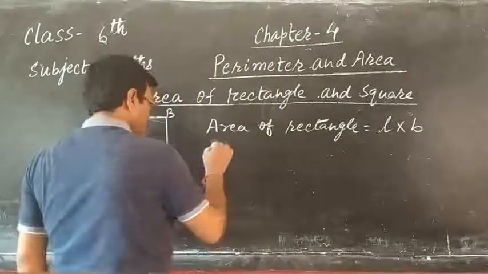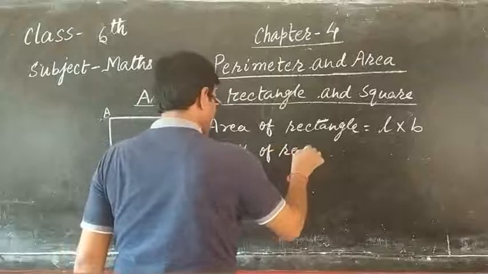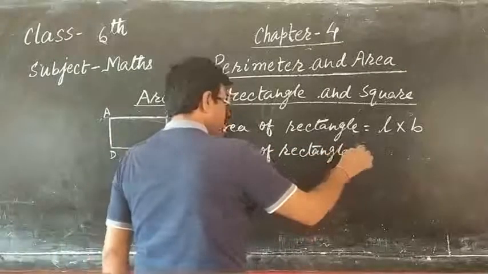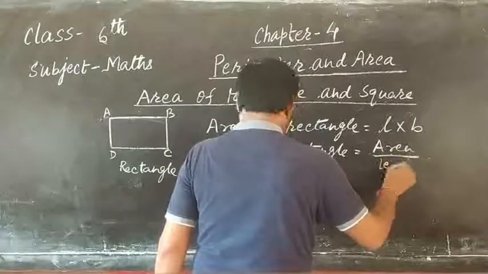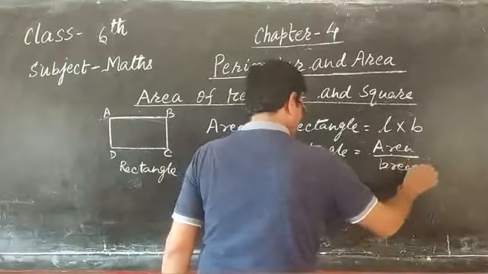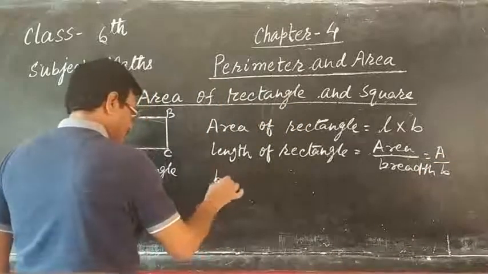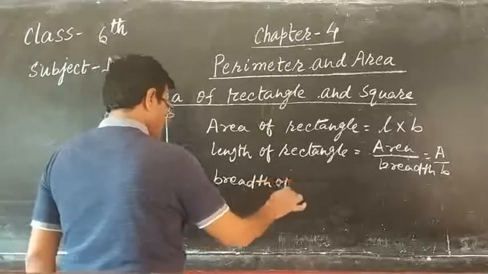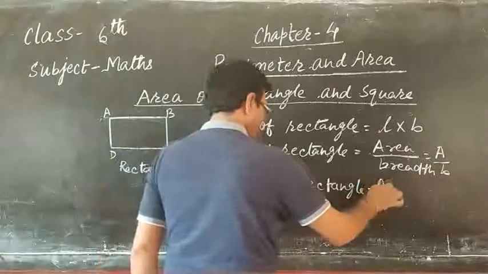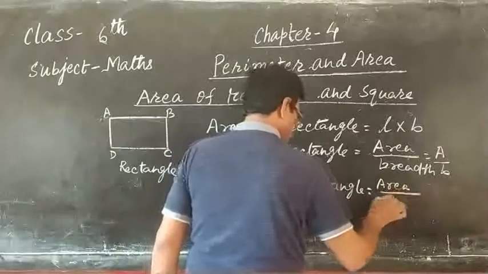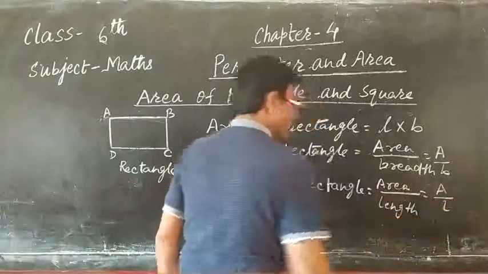Then length of rectangle is equal to area over breadth, or A by B. Again, breadth of rectangle can be got as area over length, or A by L.